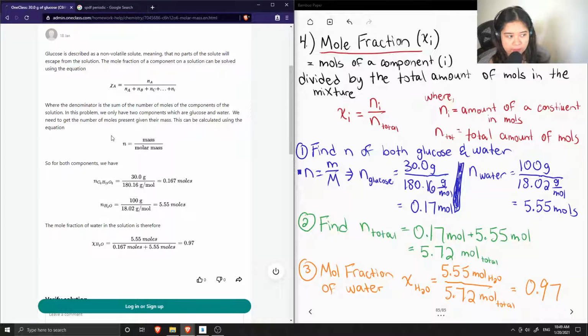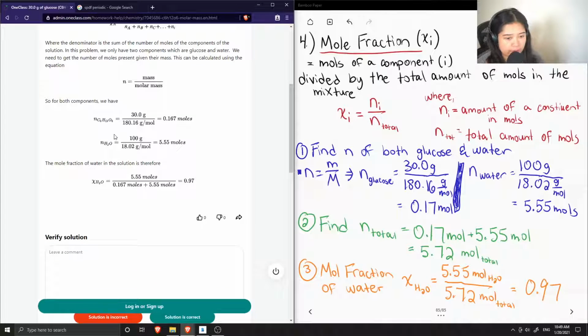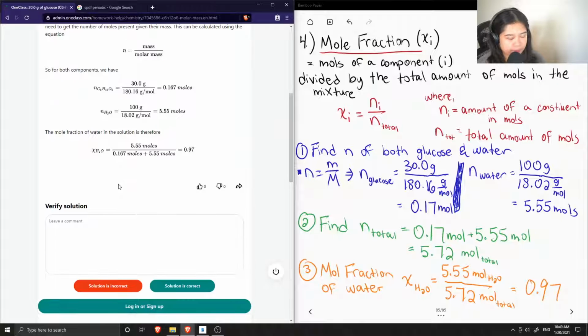Number of moles is equal to mass over molar mass. So they have both of the moles of the two components, and then they calculated the mole fraction of water and also got 0.97. So the solution is correct.